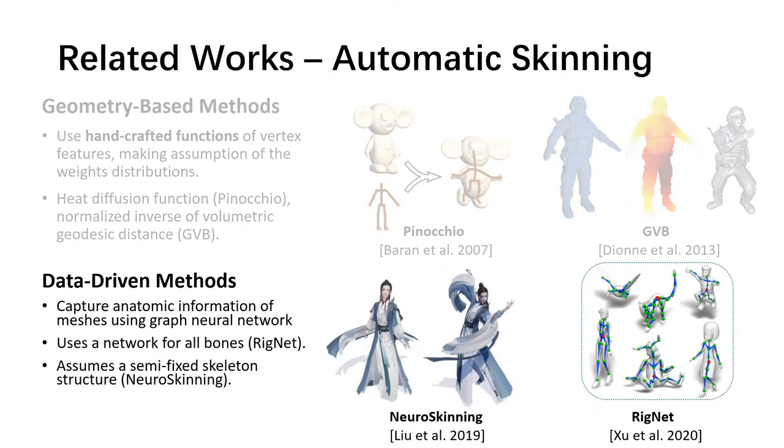Data-driven methods capture this information by learning from a set of character models with artist-painted skin weights, such as RigNet, which uses a GNN as a learned function. The above methods consider the skin weights as a function of vertex features, ignoring the difference in the bones. Neural skinning learns different skin weight functions for different bones by assuming a semi-fixed skeleton structure. However, they cannot be applied to non-human models.